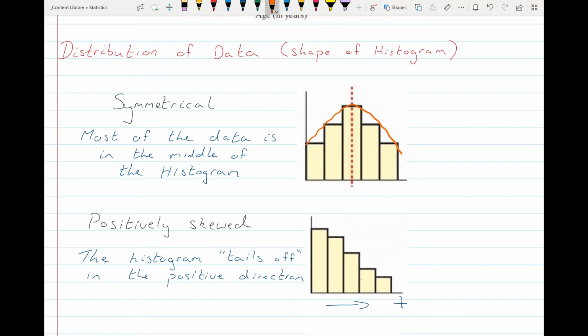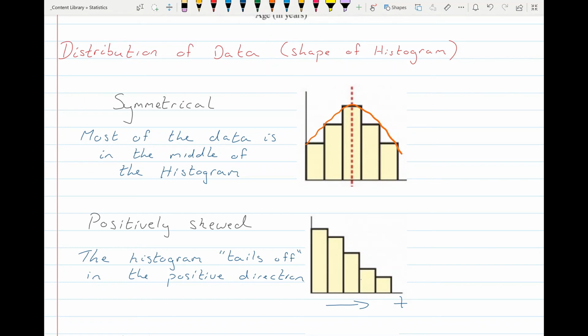A positively skewed distribution is where the histogram tails off in the positive direction. So most of the data is clumped close to zero or to the left-hand side of the histogram. And as you move to the right in the positive direction, the histogram tails off and it gets lower as you go out to the positive. So it is positively skewed.